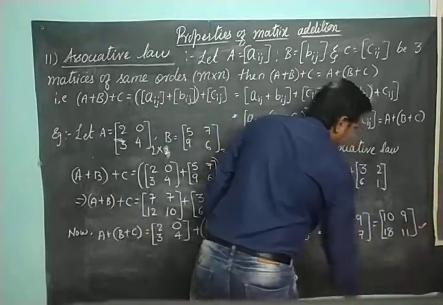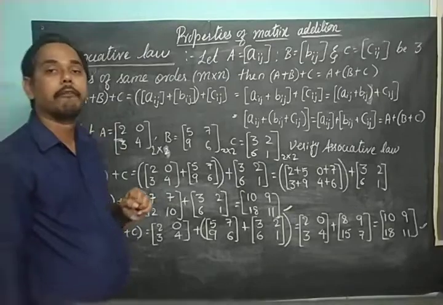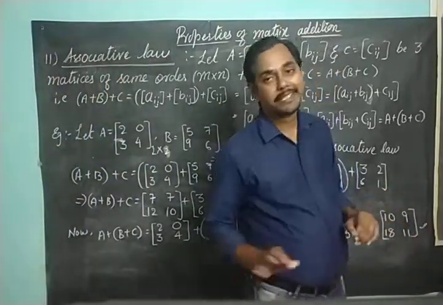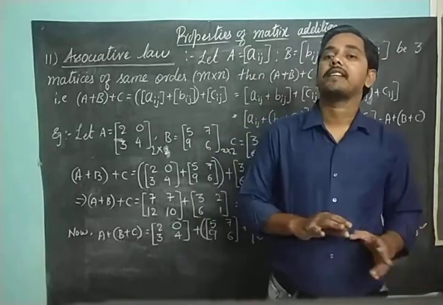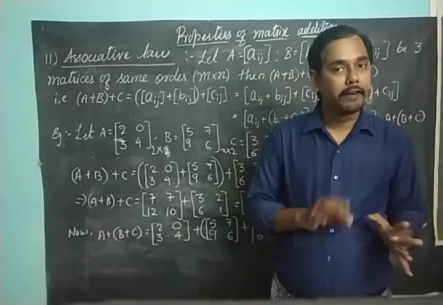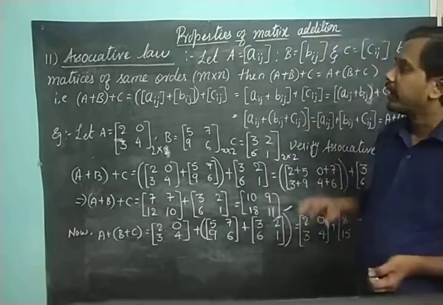Definitely equal, right? So this is how the associative property can be verified. The only difference is that the bracket is shifted. If you shift the bracket, there is not going to be any change in the matrix operation or the value of the final matrix. Is that clear? Okay. Now as usual, pause the video and take down the notes.